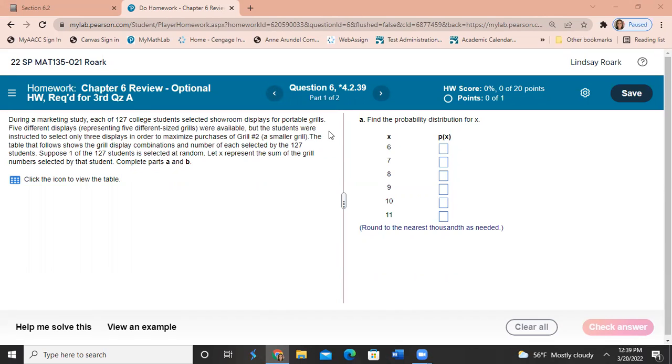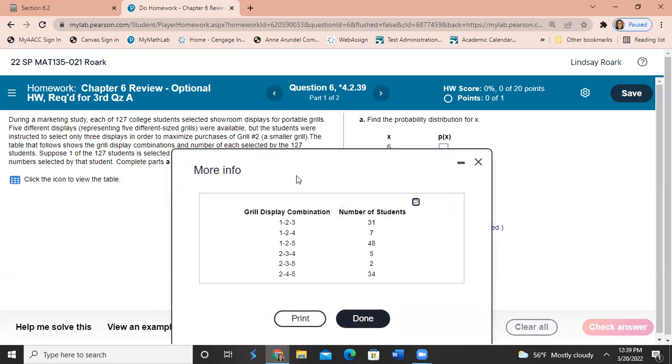So it says, during a marketing setting, each of the 127 college students selected showroom displays for portable grills. 5 different displays representing 5 different size grills were available. The students were instructed to select only 3 displays of grill number 2, a smaller grill. The table that follows shows the grill display combinations and number of each selected by the 127 students. Suppose one of the 127 students is selected at random. Let X represent the sum of the grill numbers selected by that student. Complete parts A and B.